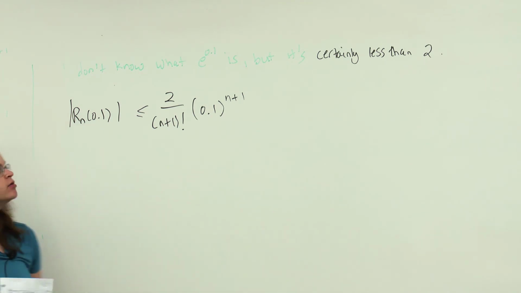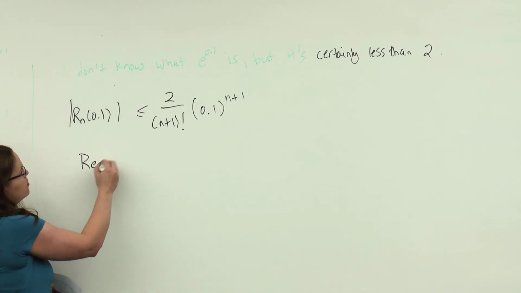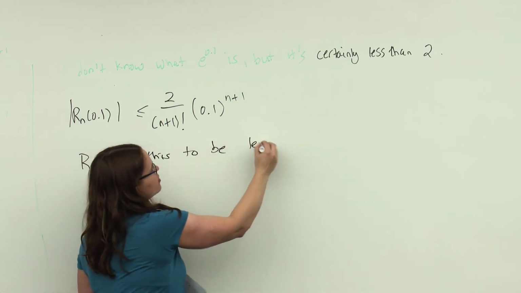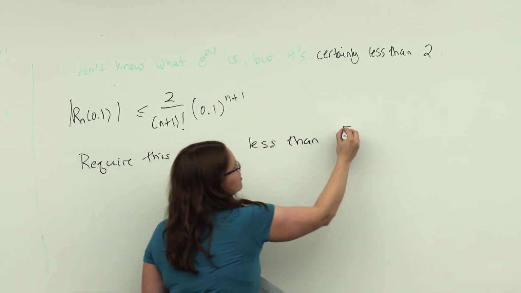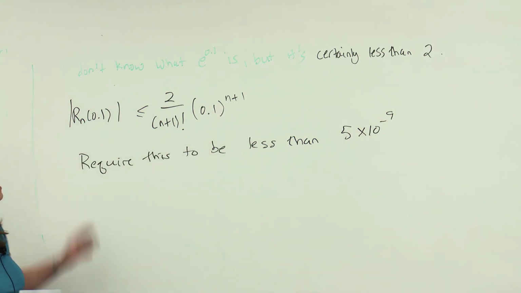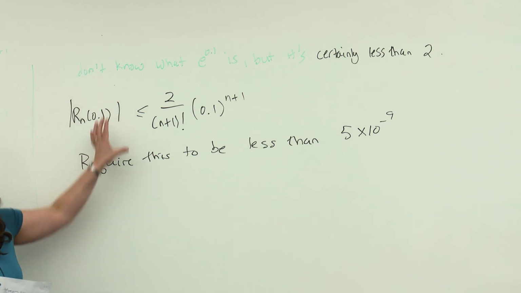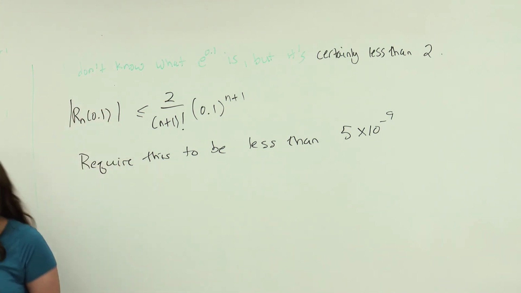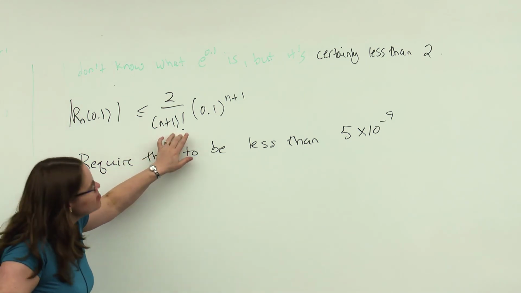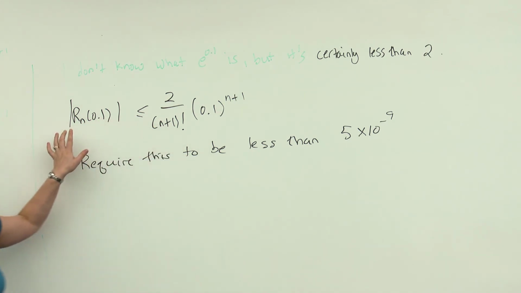So what I'm going to do is require this bound to be less than 5 times 10 to the minus 9. The actual error is too hard to evaluate exactly: one, because I don't know where c is, and two, because even if I did know where it was, I wouldn't know how to evaluate an exponential function. This is a bound on it. This is a worst case scenario. And if I can keep this less than 5 times 10 to the minus 9, I can certainly keep the actual error less than 5 times 10 to the minus 9.